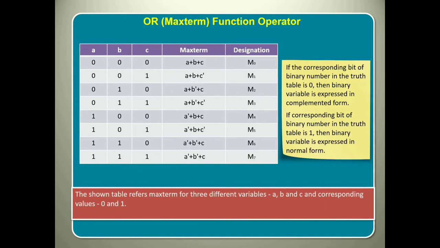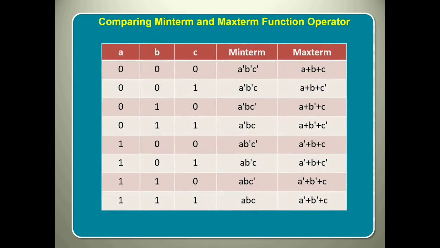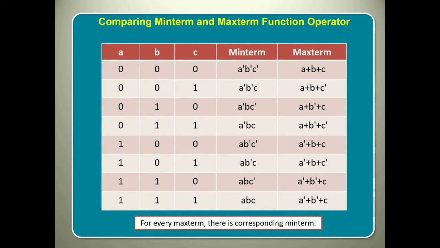Here you can see that input variables of A, B, and C are denoted in short notation as values of Maxterm. For example, in the first row, A plus B plus C is the output of variables A, B, and C. There will be 16 minterms designated by M0 to M15 for variables. Now let us compare Minterm and Maxterm function operator from the previous example. You will notice that for every Maxterm, there is corresponding Minterm.